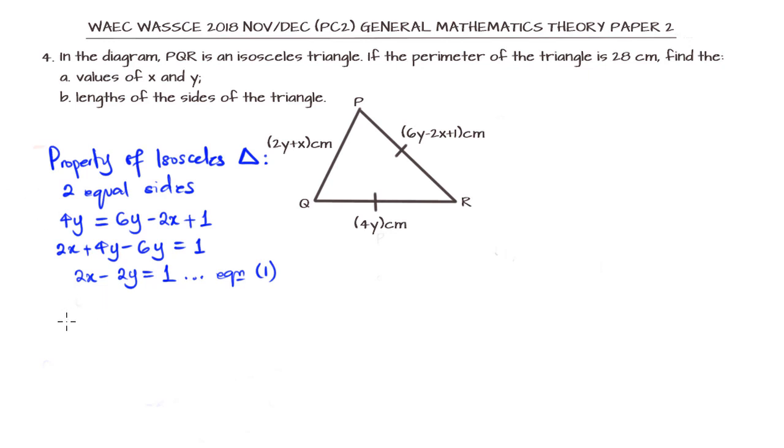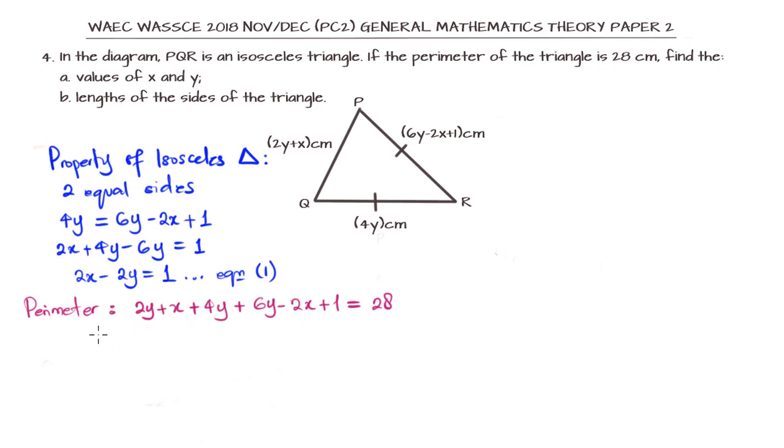The other information we are given is that the perimeter of the triangle is 28 centimeters. When we talk about the perimeter, that means we are summing all the sides of the triangle. So here we have all the three sides, and if we sum them, they give 28. We can write that out as 2y plus x plus 4y plus 6y minus 2x plus 1 is equal to 28. Now, this understanding of the property of isosceles triangles and the definition of a perimeter has seriously helped us to evaluate this.